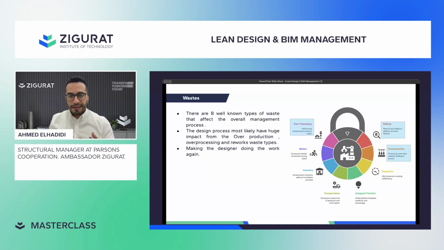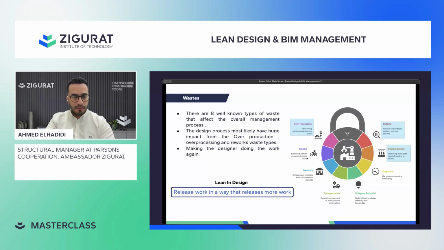Over-processing, performing unnecessary processing steps. So these 3 types of waste, and other types of waste also, impact the management process. But we are focusing on the design. So these 3 have a high impact on the design process. To focus on this, lean design is releasing the work in a way that releases more work. This is a very important phrase. I will focus on how to release work that will give me more work.